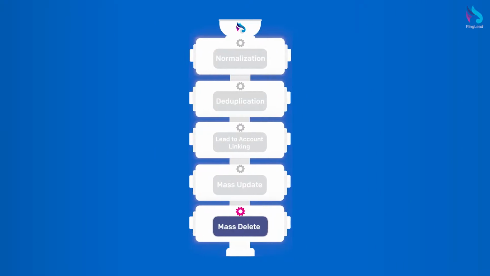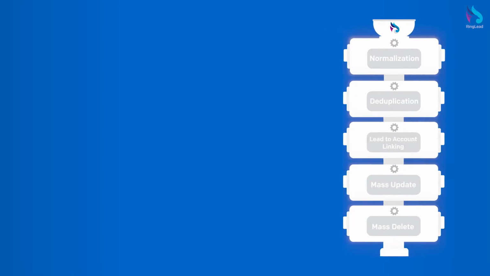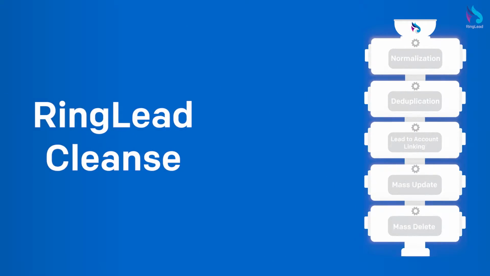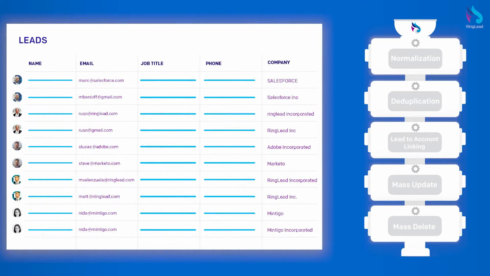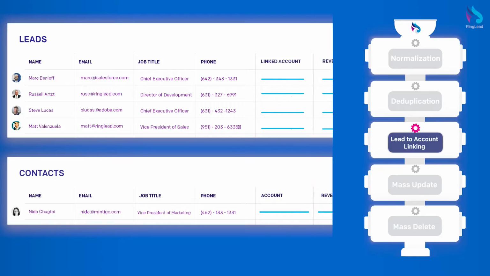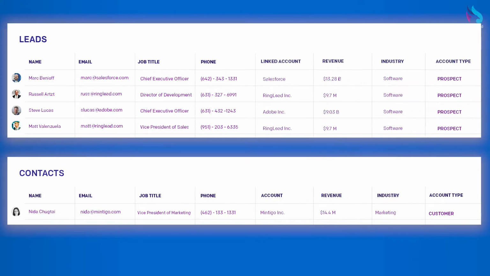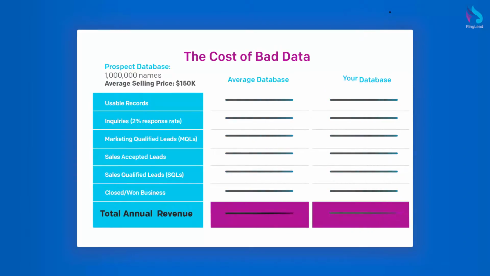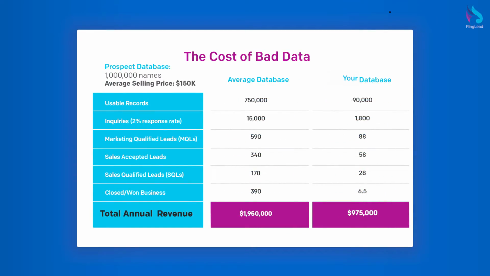After mass deleting all the junk files from your Salesforce, we have officially completed the final step of your first database cleanse. And as a result of normalizing, deduplicating, lead-to-account linking, updating, and deleting bad data, we have transformed your Salesforce from an average database into a strong database. And just as the Serious Decisions study points out, you are generating more leads, converting more leads, renewing more customers, and generating more revenue for your business.